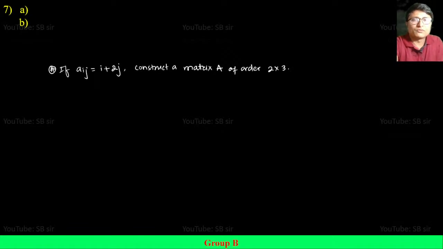Okay. This is one of the famous questions of class 9, to construct a matrix based on the relation of the rows and columns in the element of the matrix.